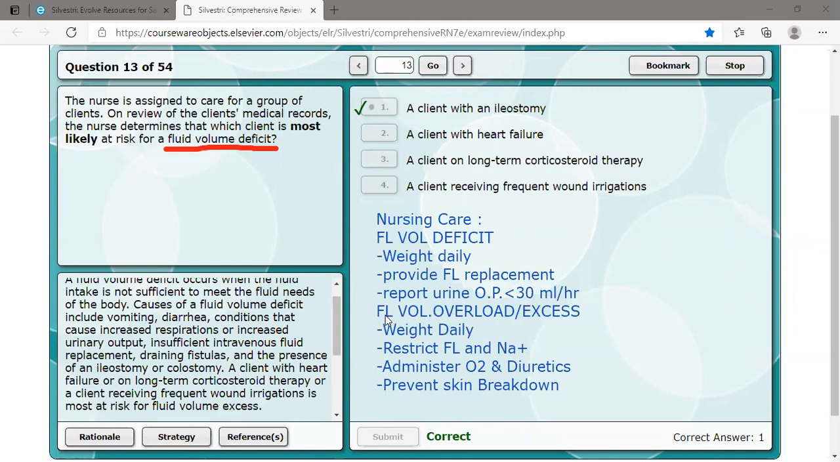On the other hand, if the patient has a fluid volume overload or excess, measuring daily body weight is important, as with deficit. It indicates retention or deficit. Also restrict the fluid and sodium intake as prescribed or ordered. Administer oxygen and diuretics. Diuretics expel excess fluid from the body and reduce the edema. And also prevent skin breakdown. Important for the NCLEX board exam.